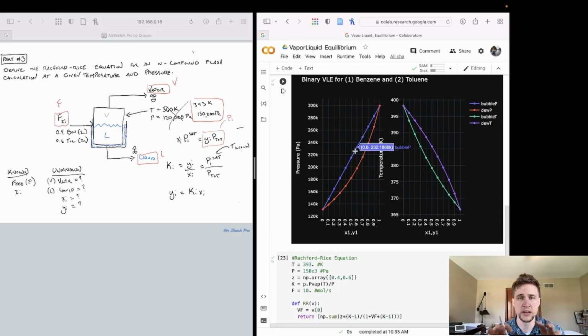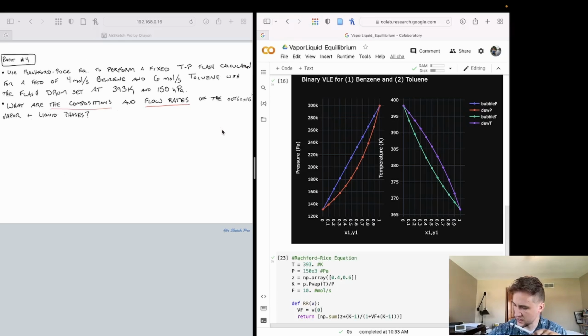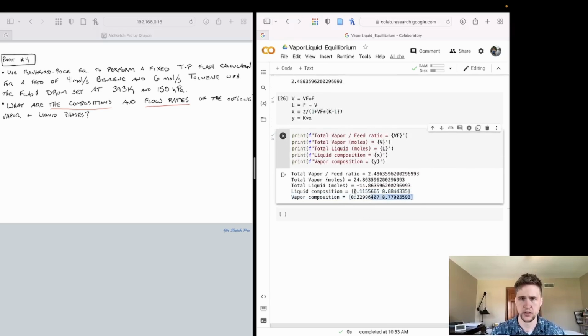So this video was able to show whether separation occurred, and with this set temperature and pressure, what the compositions are, which we showed right here, of benzene and toluene in both the liquid and vapor phases, and then what the flow rates of the outgoing vapor and liquid phases are. And that was the really fascinating thing that Rachford-Rice allowed us to do as a flash calculation: knowing our feed and knowing our temperature, what are our four unknowns, which is how much is leaving as liquid, how much is leaving as vapor, and then what are the compositions of both. And that is what we've been able to solve here in the last two videos.